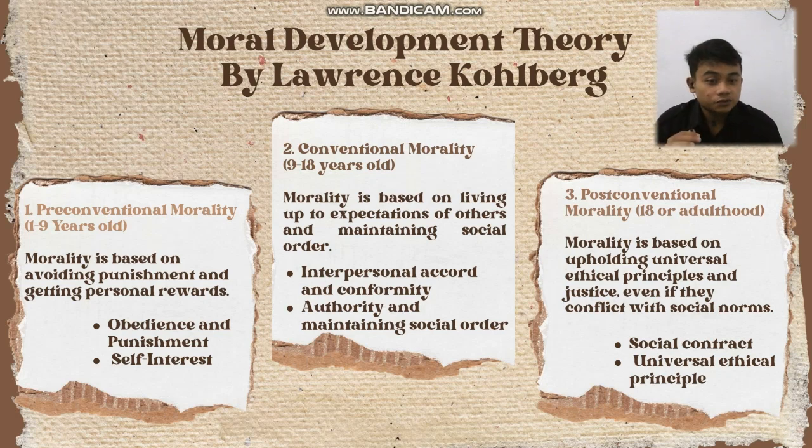And the third one, we have post-conventional morality, starting from the age of 18 until adulthood. Morality is based on upholding universal ethical principles and justice, even if they conflict with social norms. So let me simplify it for you. When you reach 18 or adulthood, morality changes over time, just like in the other two. But in adulthood, you're not very keen on others' expectations, others' feelings, or maybe rules that are not already there.